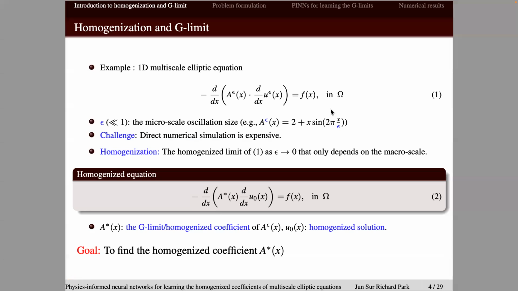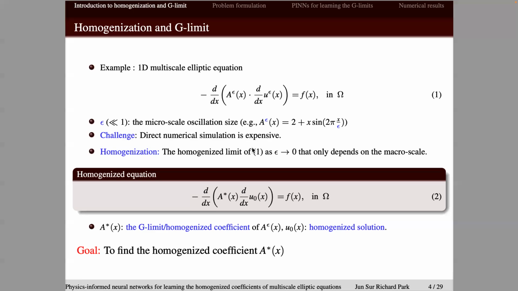Because this is a sine function, you can easily see that the period is epsilon. Because epsilon is a very small number, our function here has very fine oscillations. So again, the problem is challenging because of the fine oscillations, because we need a very fine mesh if we want to use, for example, FEM to solve this problem.